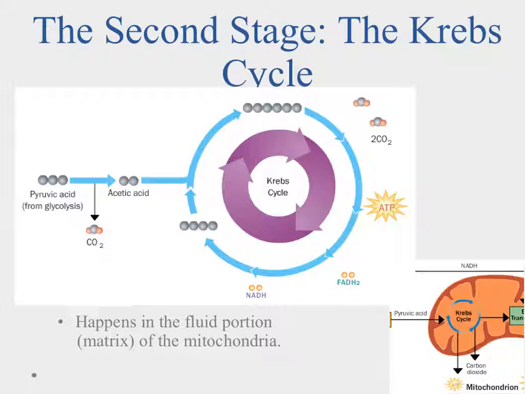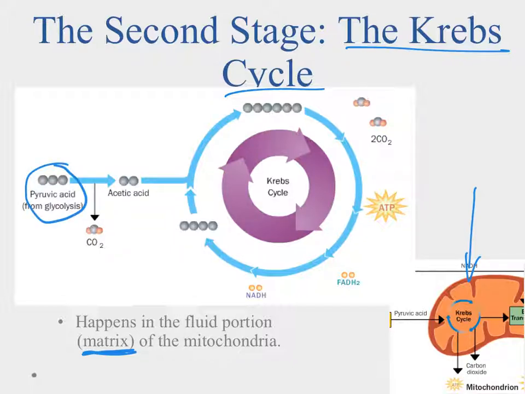Okay, so let's explore the second stage of cellular respiration, and this is what we call the Krebs cycle. Now if you notice down here, our Krebs cycle occurs in the mitochondria. And that happens in the matrix of it, or the fluid portion of the mitochondria. What we're going to do is take this pyruvic acid that we got from glycolysis. So remember, glycolysis broke down glucose to make this pyruvic acid.